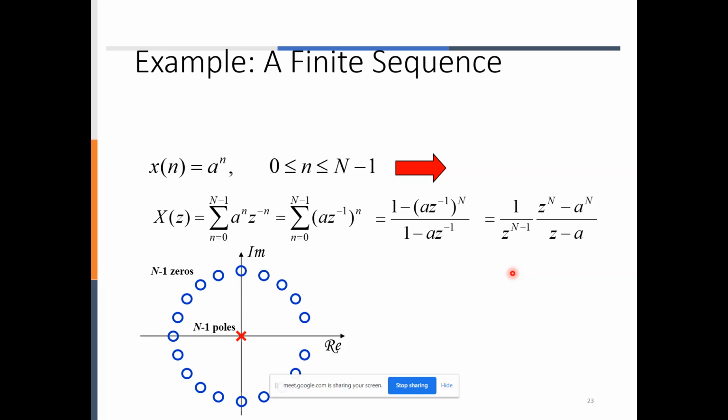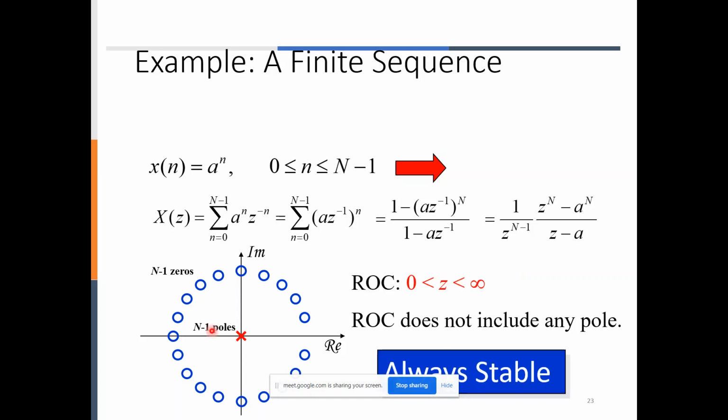And this system does not include any pole. So the system whose ROC does not include any pole is stable. And in this case also, the ROC does not include any poles, and it is stable.